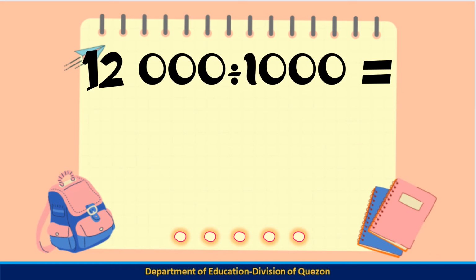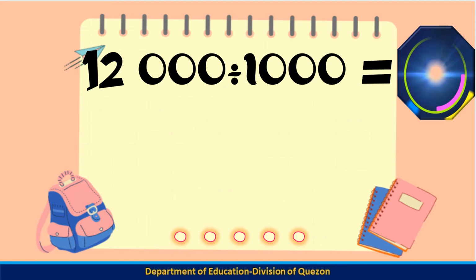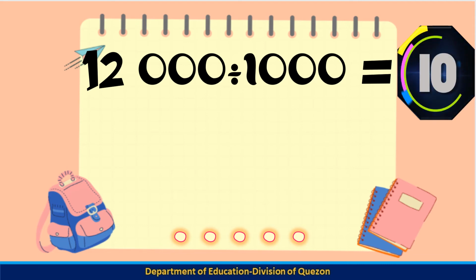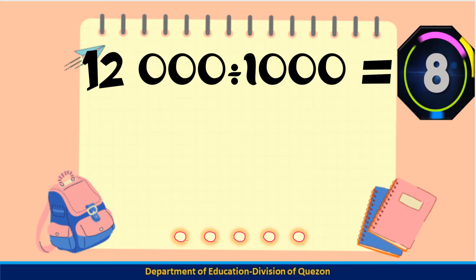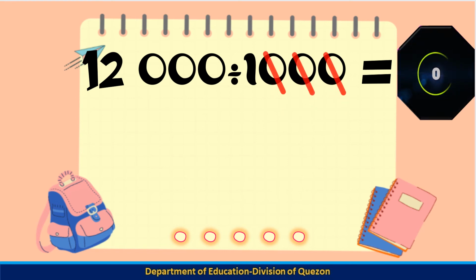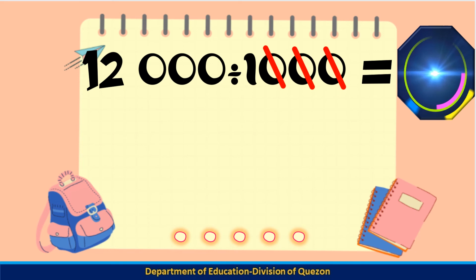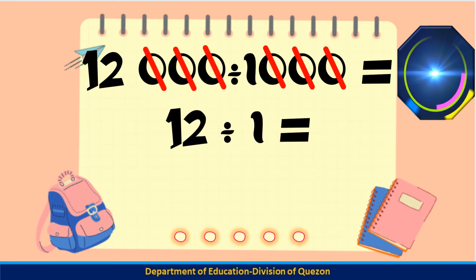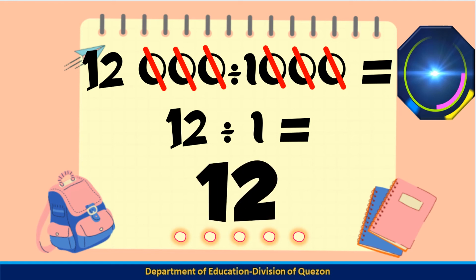12,000 divided by 1,000. Your time starts now. 10, 9, 8, 7, 6, 5, 4, time's up. Okay, we have 3 zeros in the divisor, so tatlong zero din ang ating ikakancel sa kabila. So the number here is 12 divided by 1 and the answer is 12. Very good. Did you get it?